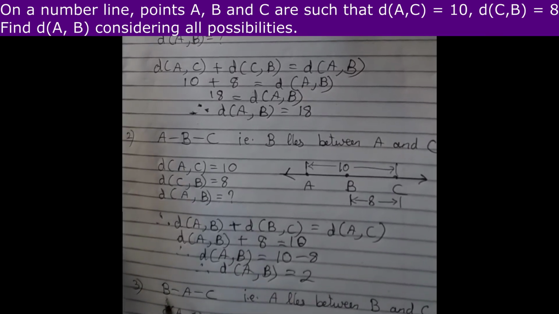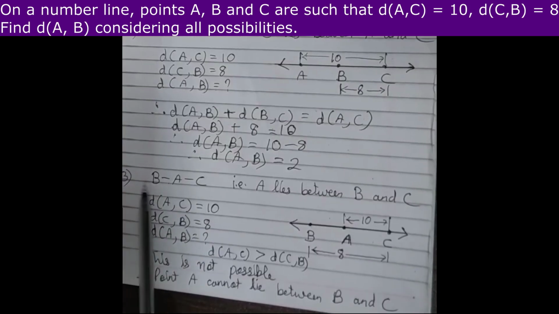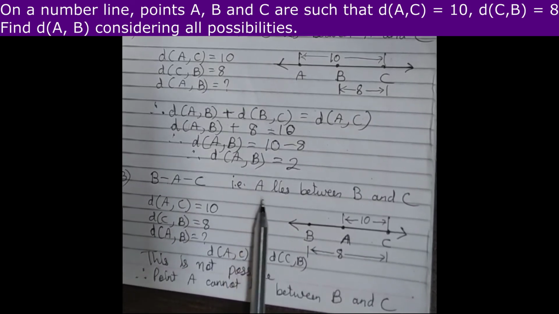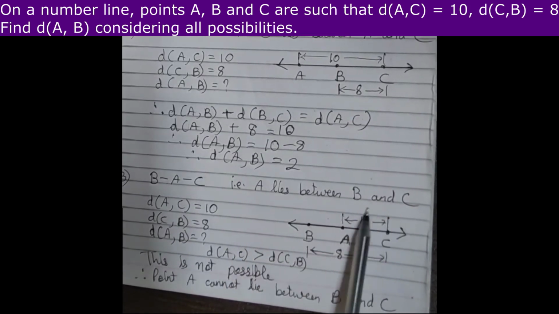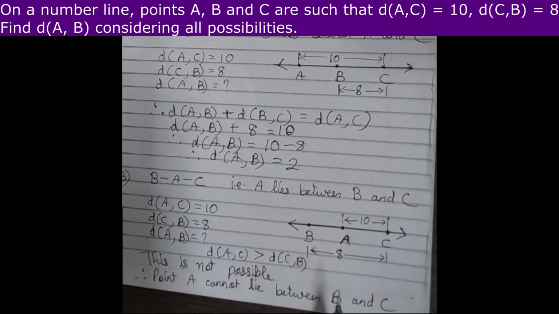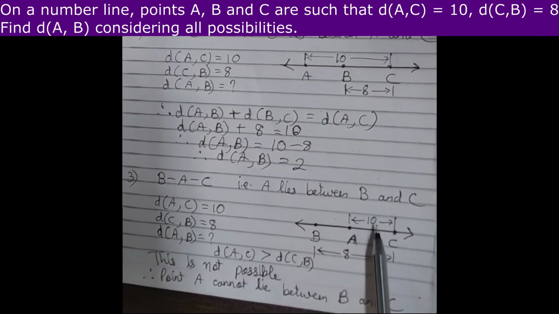Now see the third possibility, B-A-C, that is, A lies between B and C. The point A lies between B and C. So this case is not possible. Why? Because the distance AC is how much? 10.